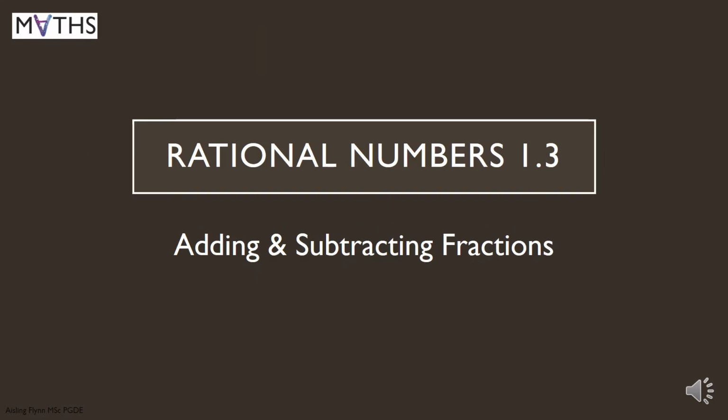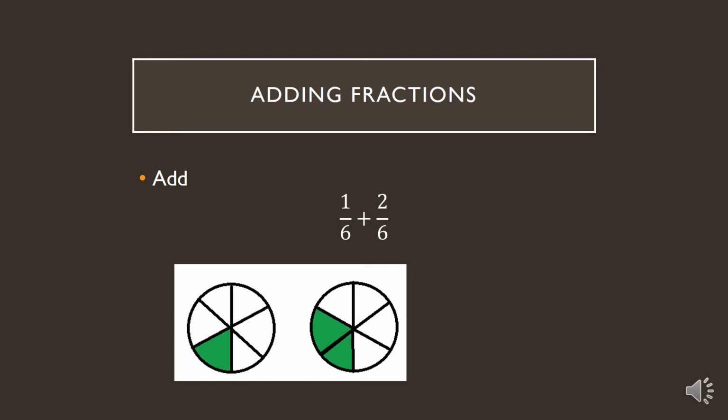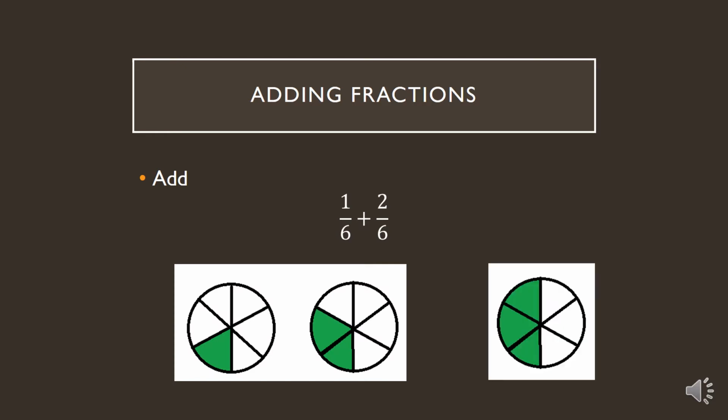This is Rational Numbers 1.3, Adding and Subtracting Fractions. So we're asked here to add 1/6 plus 2/6. If you say it out loud, it sounds straightforward. Here's a diagram. We're adding 1/6 plus 2/6. Well, that must give me 3/6.